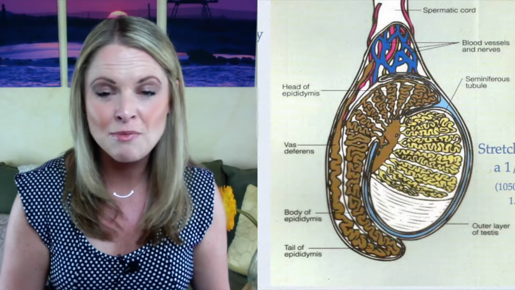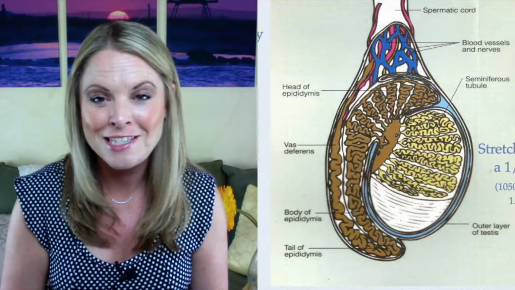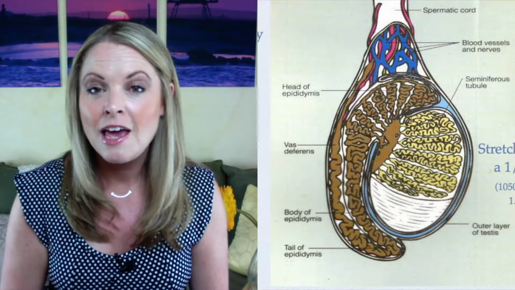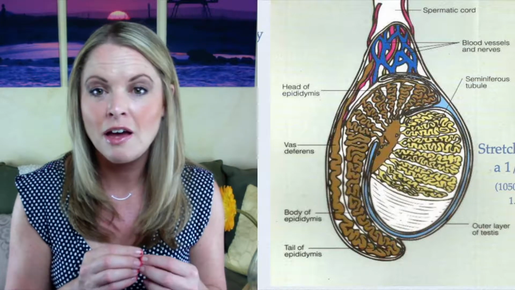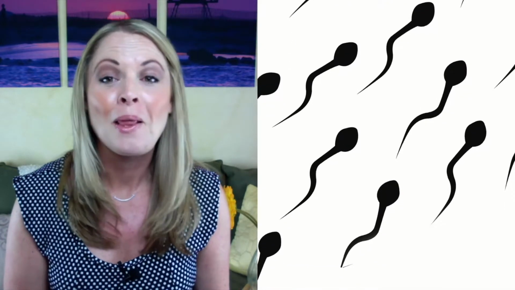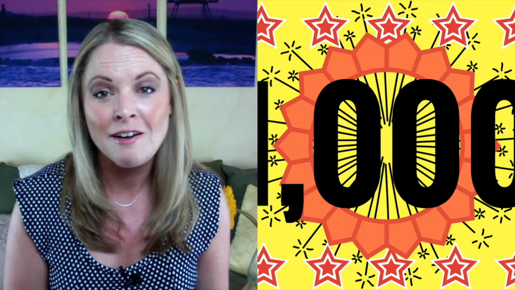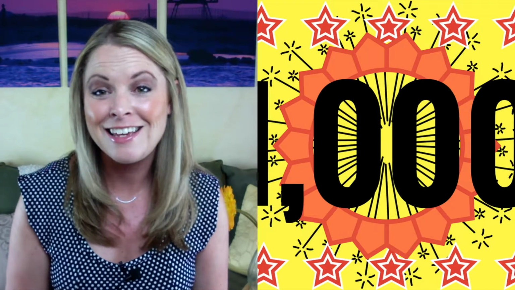Now what you can see in this image is something called the seminiferous tubules. I know, what a crazy word. Seminiferous tubules. And what those are, these channels of tubes, actually become the sperm-making factory when a young boy goes through puberty and starts to become a man. He will make about, get ready for this, 1,000 sperm every single second from when he hits puberty till the day he dies.